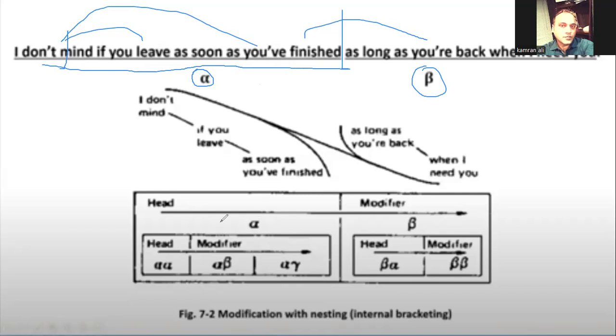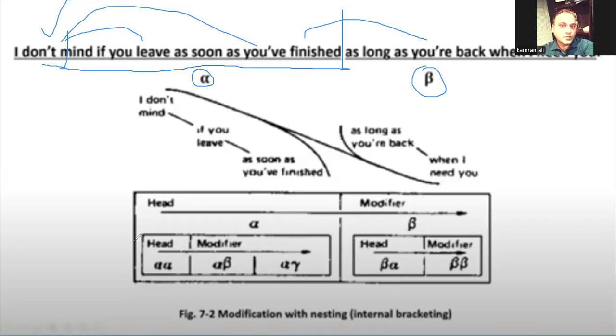Now here in this picture, you can see that this is head, this is modifier, and this whole huge clause has been broken into two, head and modifier, based on the observation I shared with you. Sorry for the slip. Okay. Now here we also observe that this part, I don't mind if you leave as soon as you have finished, does have again a primary clause and a secondary clause. So we further break it into two, head and modifier.